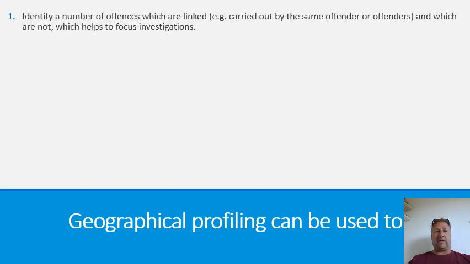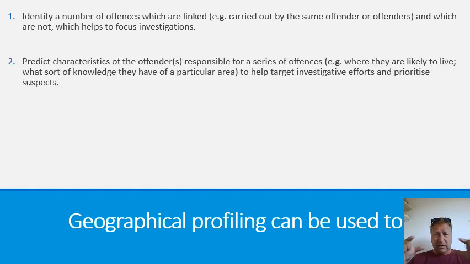So profiling does 4 things. First of all, it tries to help us understand what crimes are linked together by the same offender or group of offenders, so we can cluster them together when we're doing our detective work. It might help us predict characteristics of the offender, like where they live, what kind of knowledge they have of the area. Are they all by railway lines or something like that?